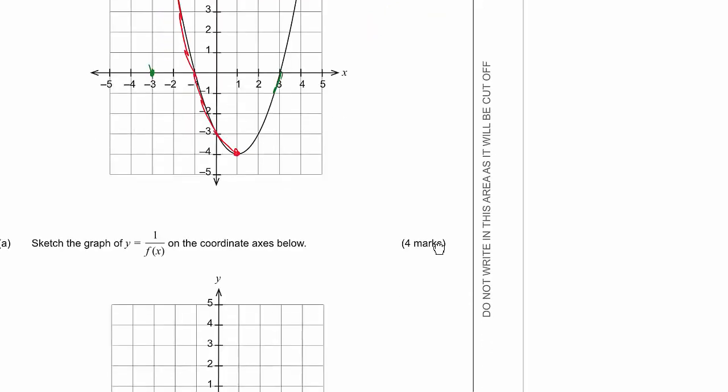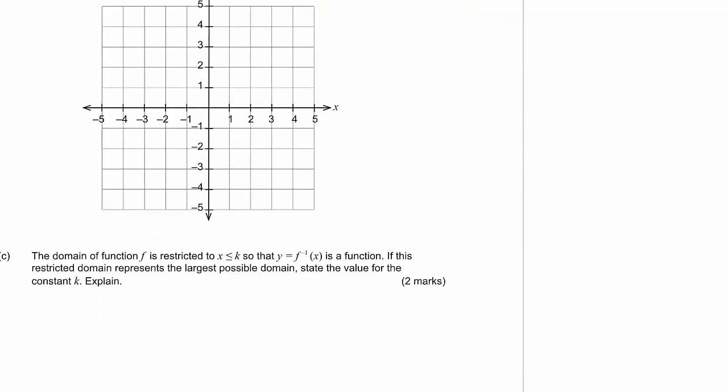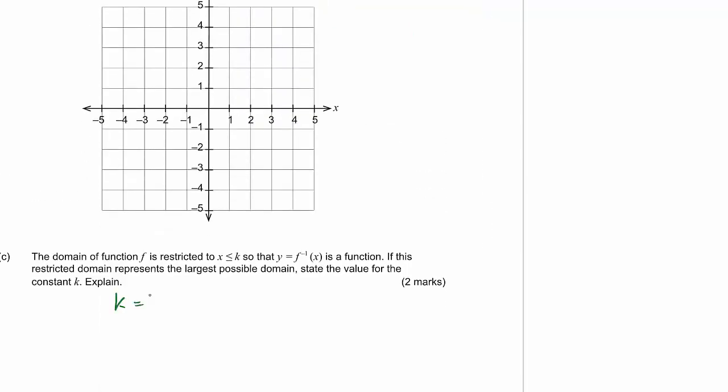So the value there is 1. So we'll say k equals 1, and let's just say that f of x for x less than or equal to 1 is a 1 to 1 function.